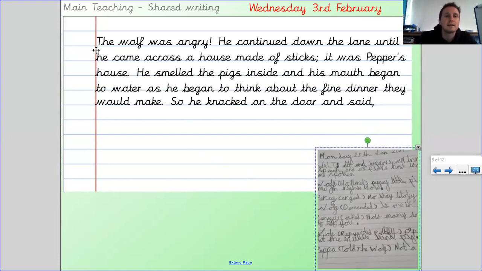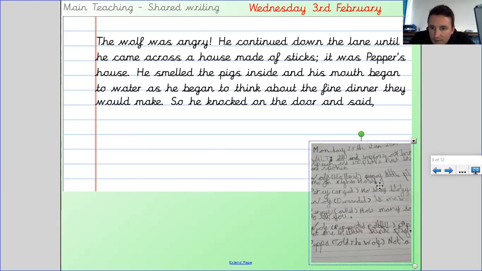And it says, I've started off the paragraph number 2. The wolf was angry. He continued down the lane until he came across a house made of sticks. It was Pepper's house. He smelled the pigs inside and his mouth began to water as he began to think about the fine dinner they would make. So he knocked on the door and said, now, I'm looking at Ben's here, and he said the wolf hollered, puny little pig, let me in right now.